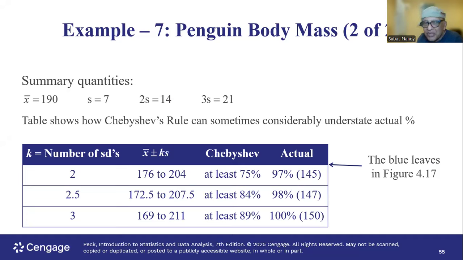What do these two boundaries mean? You draw two vertical lines at 176 and 204, reach the top of the probability distribution. You are going to cover at least 75%. At least, the lowest is 75%. In reality, in this data set, 97% of the data fall between 176 and 204. So Chebyshev is covering the ground. If you go three standard deviations on the left of the mean, and on the right of the mean, draw two vertical lines. Chebyshev says at least 18.